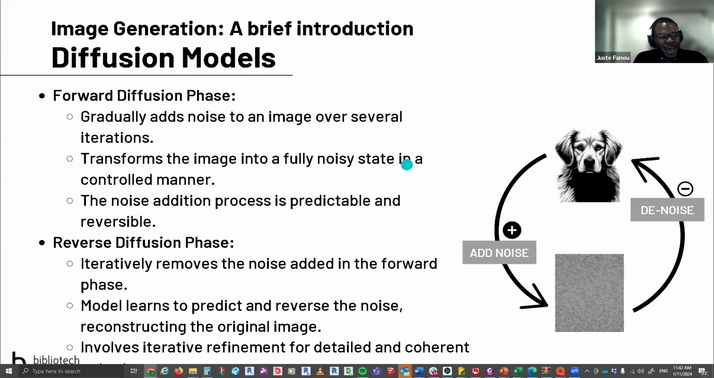So going back, basically there are two phases, the forward diffusion phase and the reverse diffusion phase. In the forward diffusion phase, the model gradually adds noise to an image over several iterations and transforms the image into a fully noisy state. The noise addition process is predictable and reversible. Then in the reverse diffusion phase, the model iteratively removes the noise and learns to predict the reverse noise.